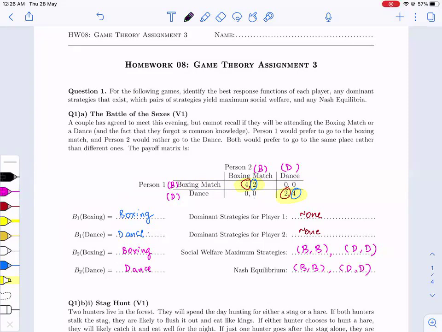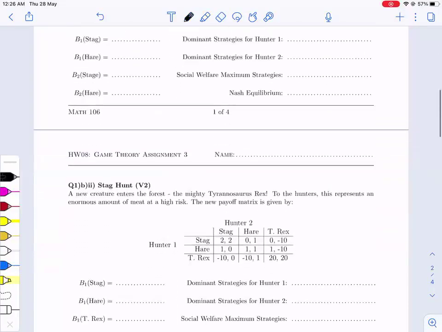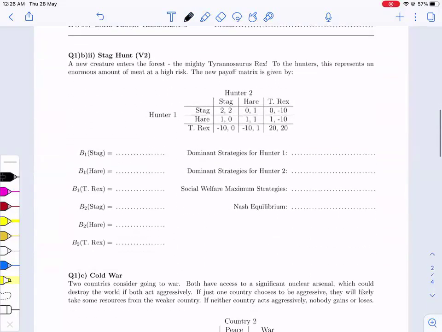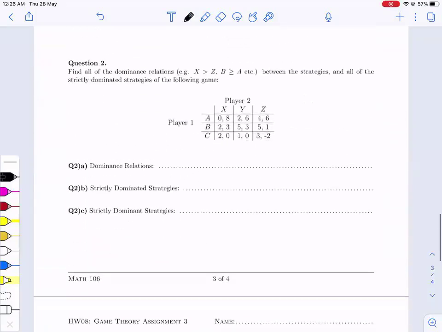So this is not always the case, though. Your social welfare maximum strategies don't always coincide with the ones giving you a Nash equilibrium. And please go over the remaining problems yourself. They're pretty similar.